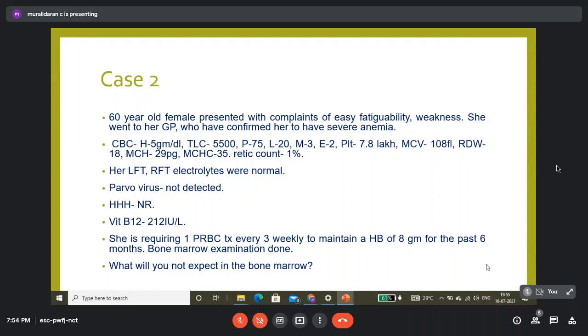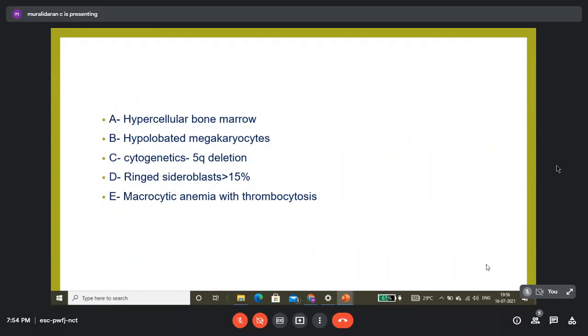So in this bone marrow, what will you not expect? We have an elderly female with isolated macrocytic anemia and thrombocytosis, normal vitamin B12, requiring blood transfusion for the past 6 months. So we are suspecting an MDS, and a bone marrow was done. What can you expect?